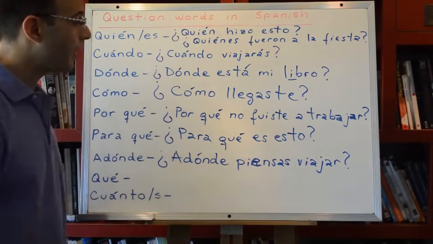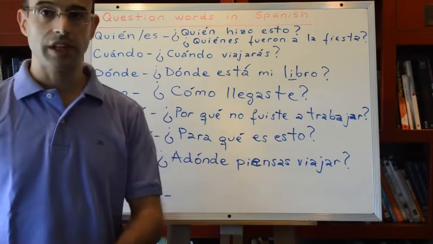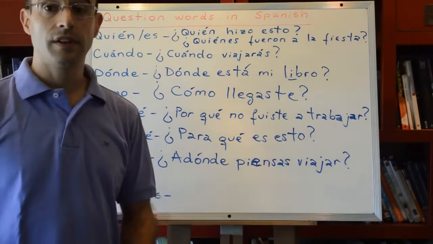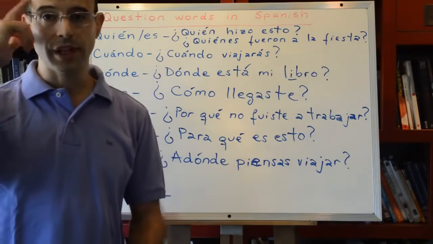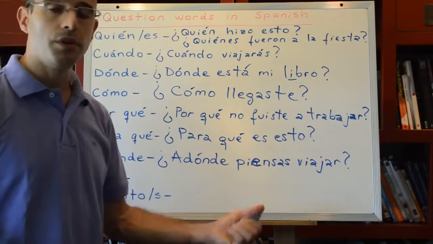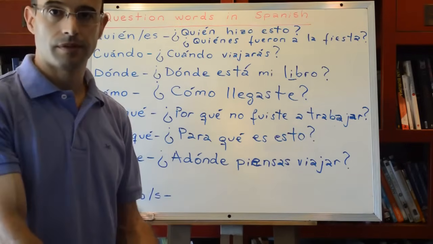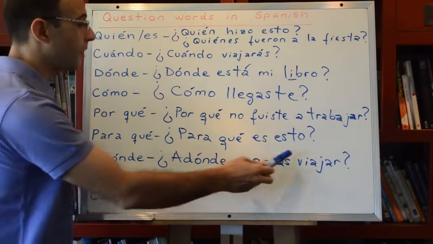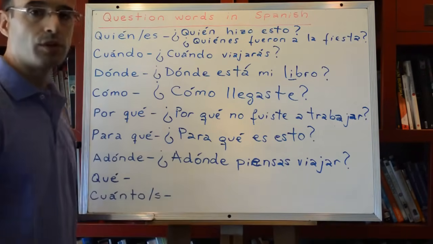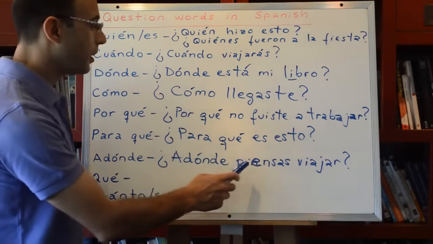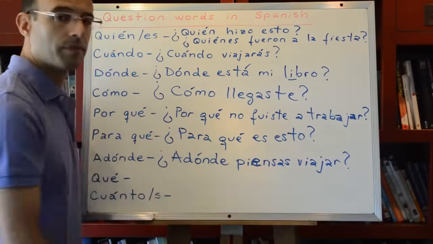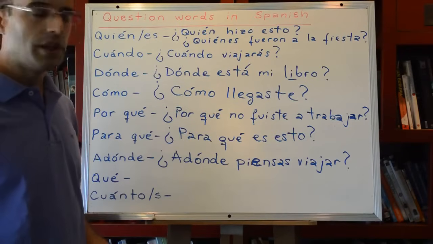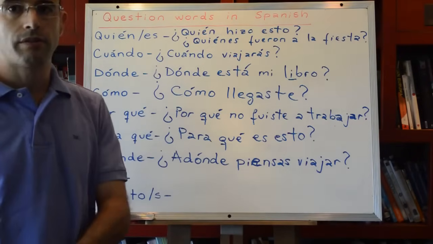Piensas is simple present for second person in the singular, for tú, right? Or you. Piensas, think, the verb pensar means to think, but it's also used in Spanish as to plan, right? To have an intention of something. So, ¿a dónde piensas viajar is where are you planning to travel? Where you plan travel. Okay? Where are you planning to travel? Actually, it would be where are you planning to travel to?